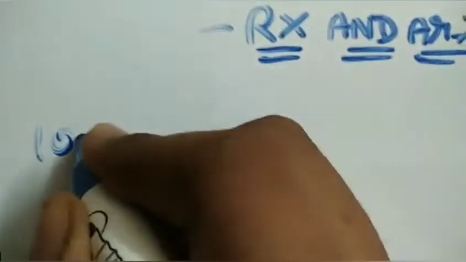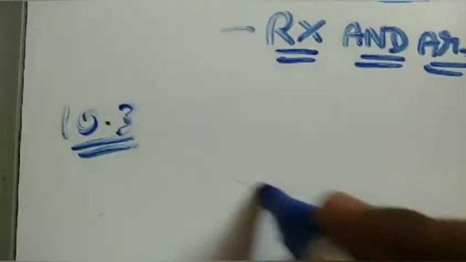10.3 is a bit interesting. It's about different dihalogen derivatives of propane. So what is propane actually? This is propane, correct? So dihalogen derivatives of propane. What do dihalogen derivatives mean?